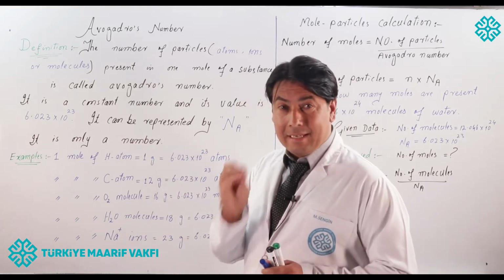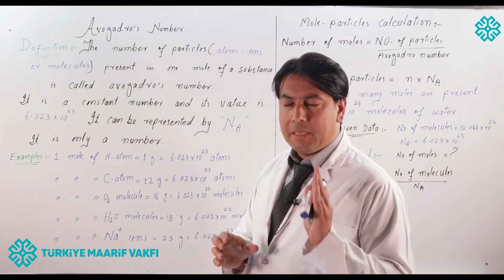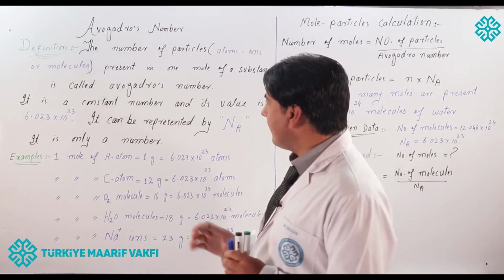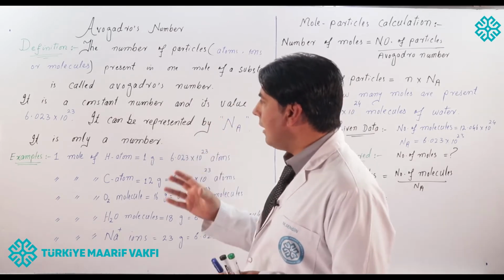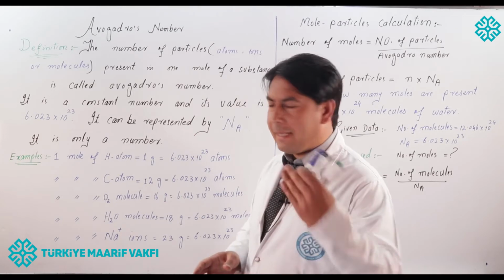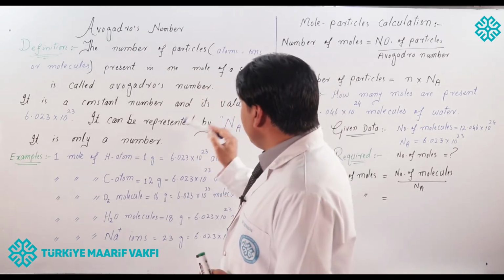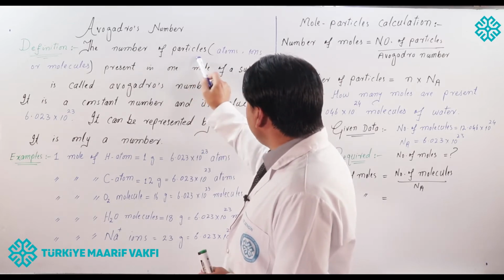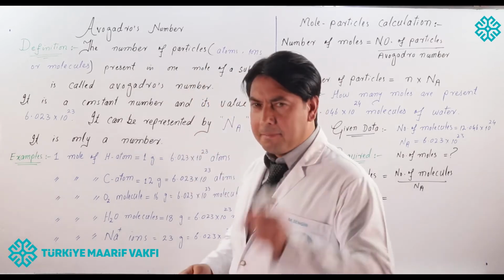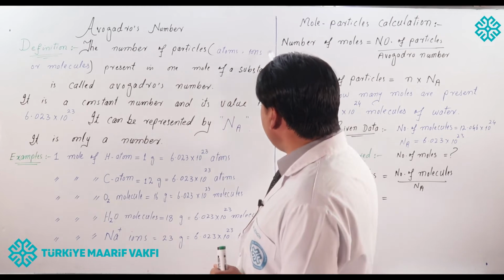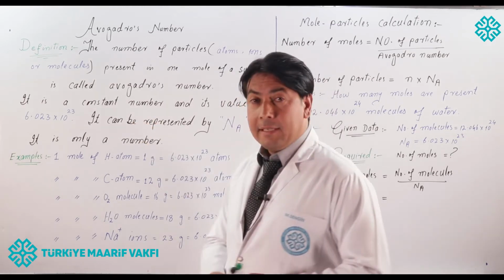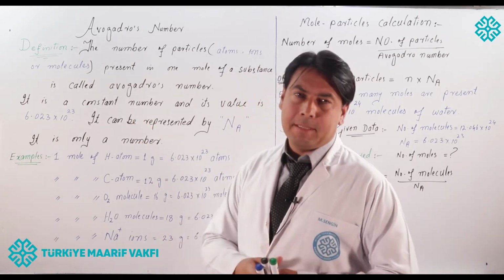Avogadro number is a number. For the first time, the scientist Amedeo Avogadro presented this number, so now this number is named after him, Avogadro's number. It is the number of particles, which may be atoms, ions or molecules, that will be present in 1 mole of a substance.